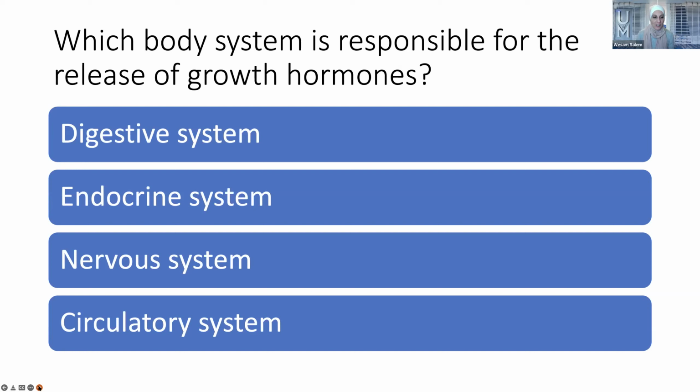What is the correct answer? Endocrine system. I couldn't hear you, Rachel. Say that again. Endocrine system. Endocrine system, yes. And we know the digestive system, we know the nervous system and circulatory system as well. So the answer is the endocrine system.